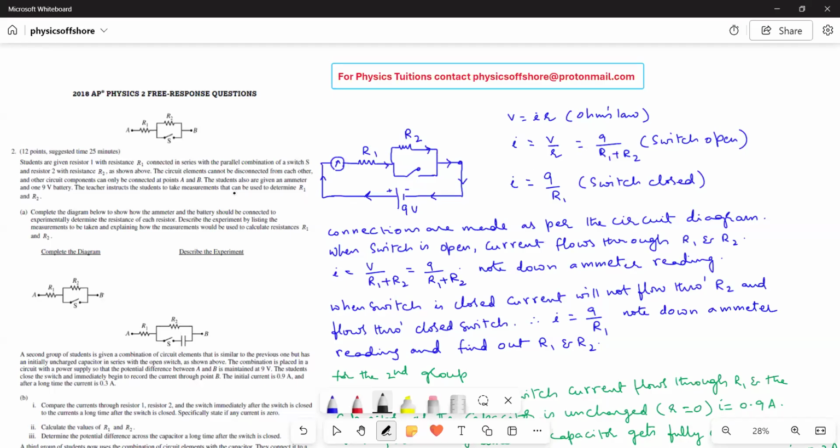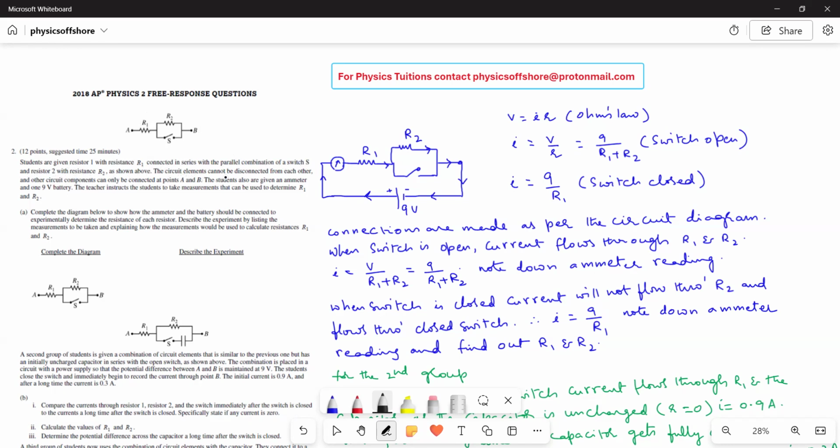This is the 2018 AP Physics 2 FRQ. Students are given resistor 1 with resistance R1 connected in series with the parallel combination of a switch S and resistor 2 with resistance R2 as shown above. This is the circuit given to us.